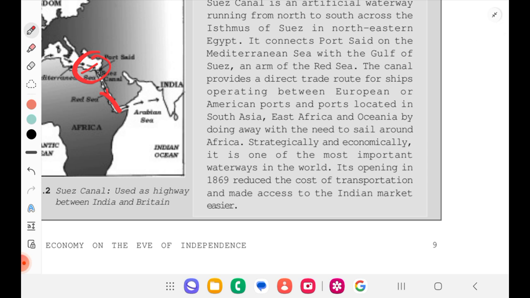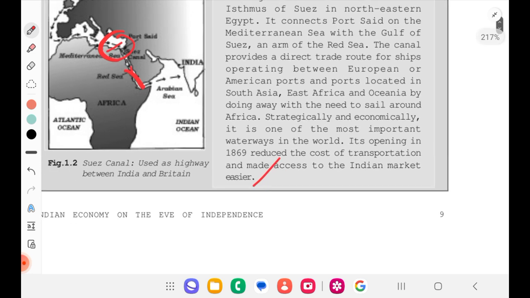Its opening in 1869 reduced the cost of transportation and made access to the Indian market easier. So it was opened in 1869.